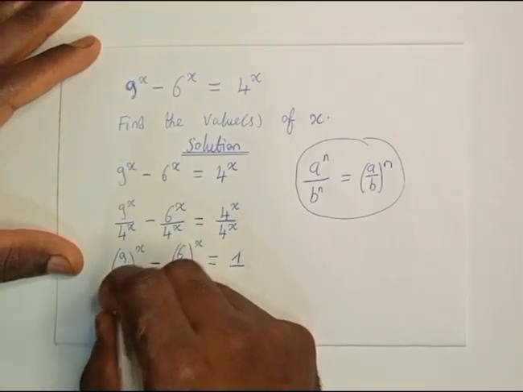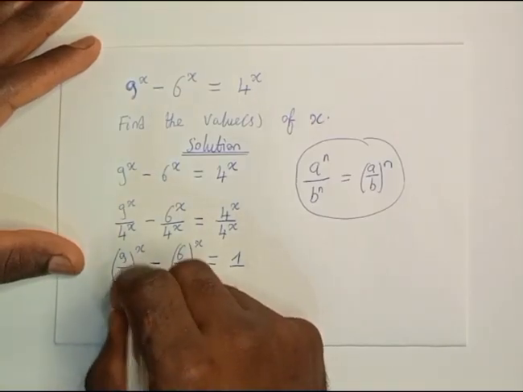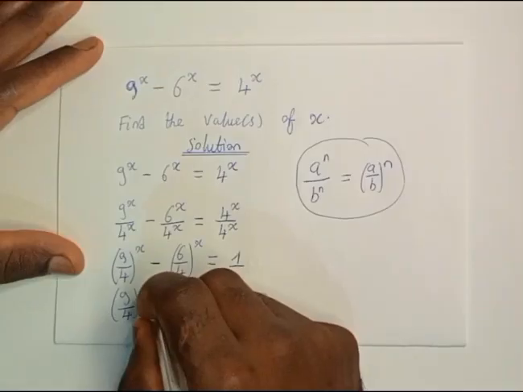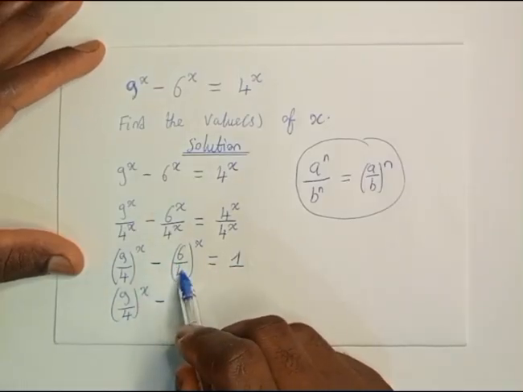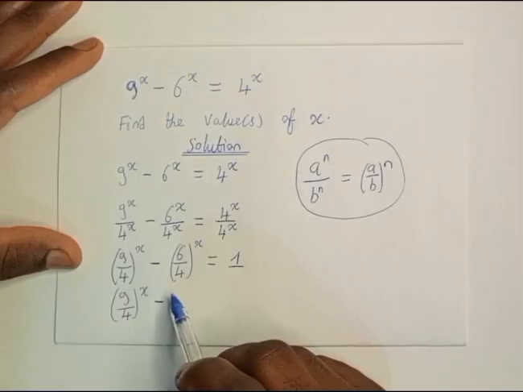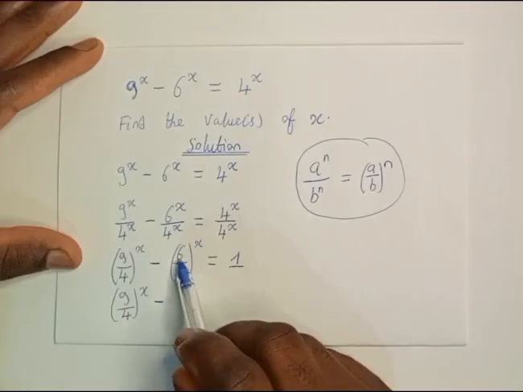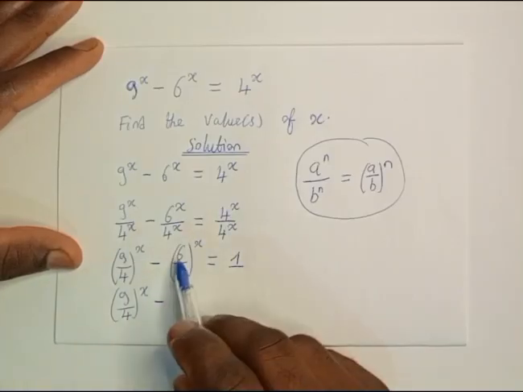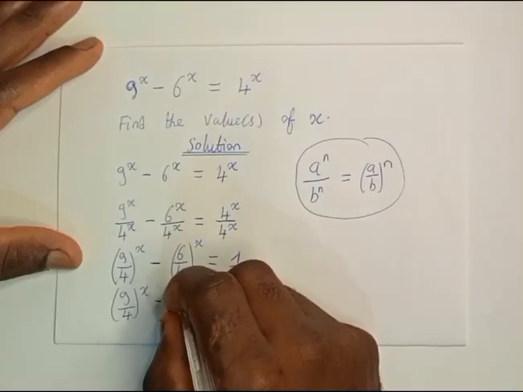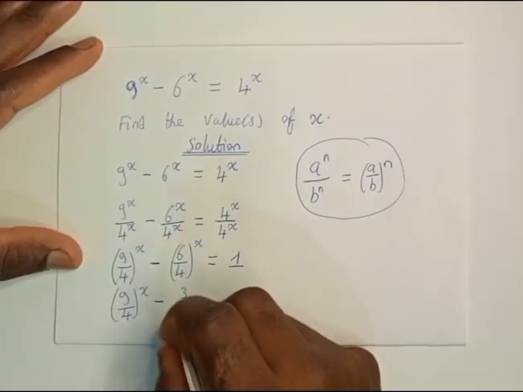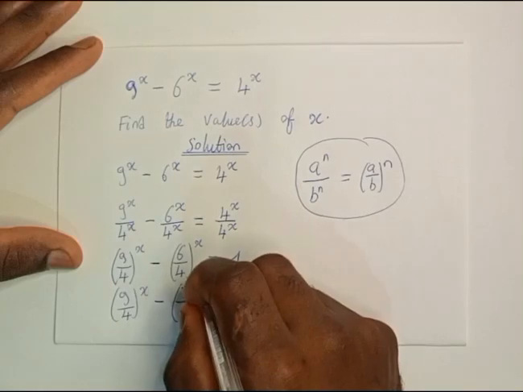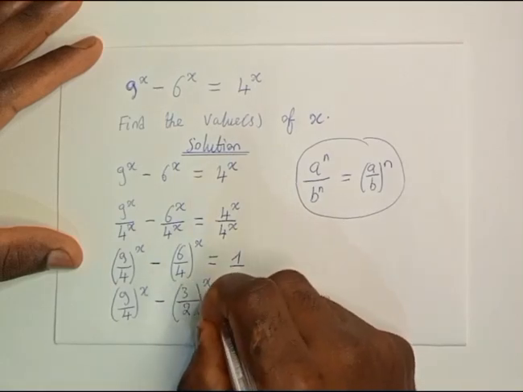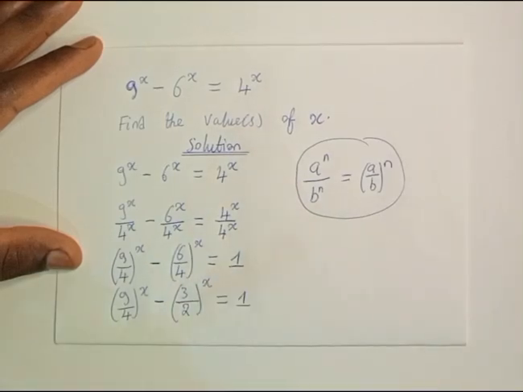This will give us 9 over 4 all this raised to the power x, minus 6 over 4. We can further simplify this. The highest common factor of 4 and 6 is 2. 6 divided by 2 gives us 3. 4 divided by 2 gives us 2. So this will give us 3 over 2 all this raised to the power x is equal to 1.